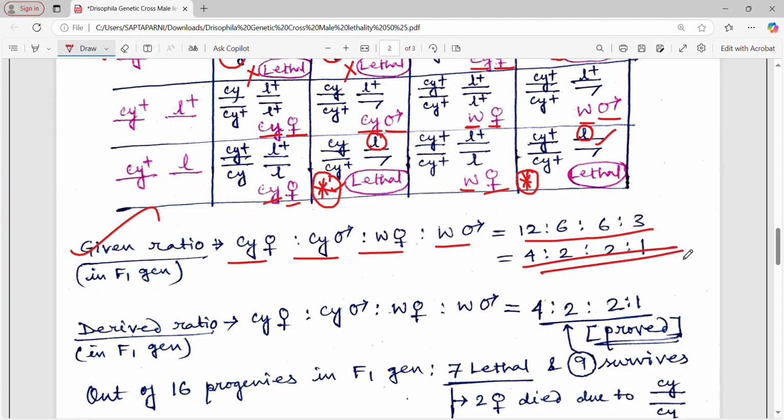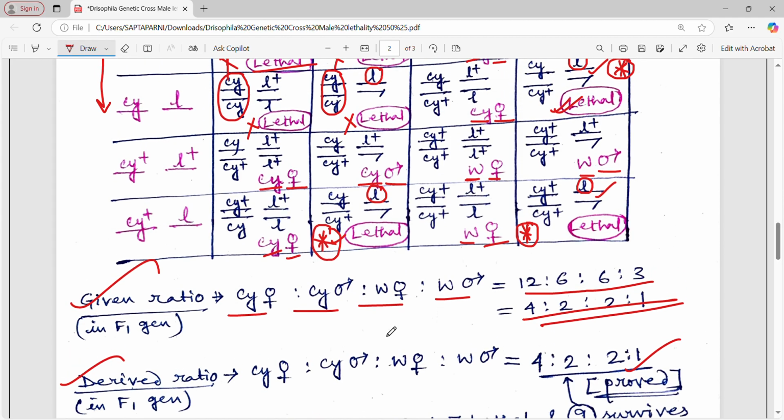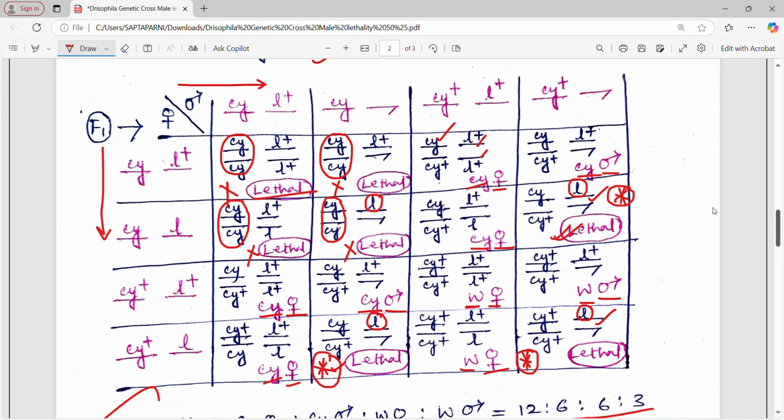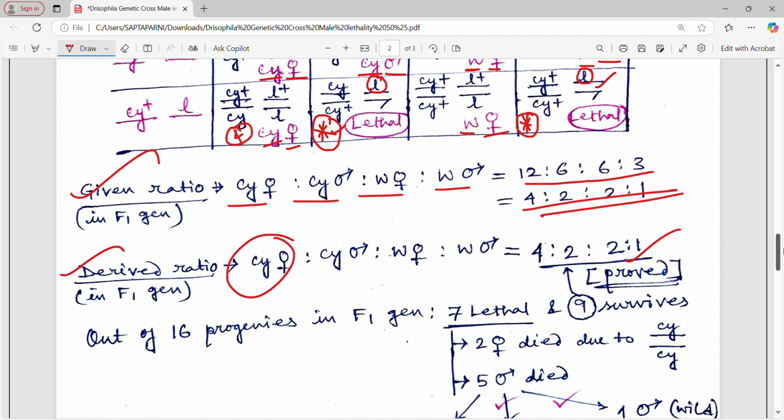Okay, and what we have derived from our checkerboard, the ratio is again 4 is to 2 is to 2 is to 1. You can see here how many Curly females are there in our cross. Let's count. This is one Curly female. Then where is the second Curly female? This is the second Curly female. Then this is the third Curly female. This is the fourth Curly female. So 4 Curly females are there.